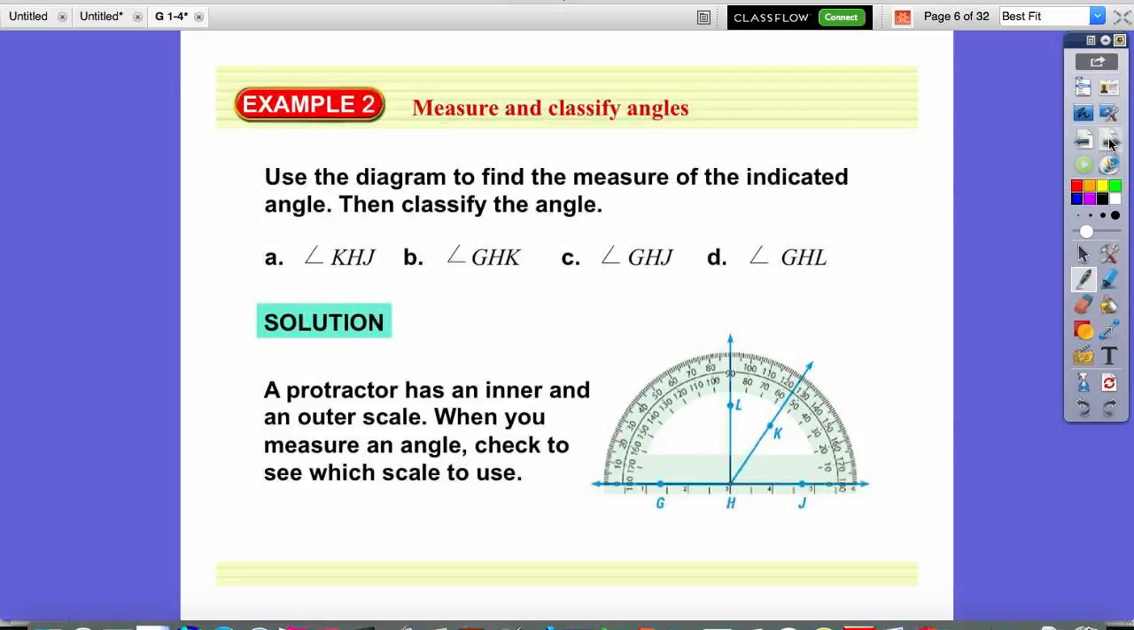So you're going to go through and make sure that you can measure and classify angles. So if I look here at angle JHK and I look at this protractor, it's obviously less than 90 degrees. So I'm choosing the number 55, not the number 125. If I was asked to measure JHK, then I can tell that's greater than 90 degrees. It's obtuse, and I would be using the 125 number.